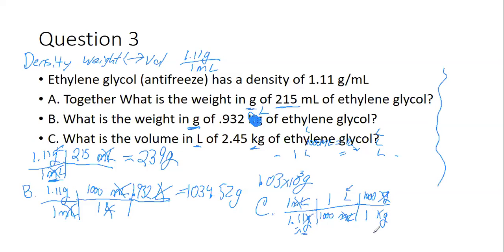Now my unit is liters per kilogram. That's my units right now that I'm working with. Perfect. I'm given a weight in kilograms, and I want to find out how many liters I have. So since kilograms is on the bottom, I need to put kilograms at the top. And I'll put my 2.45 because I want to cancel out kilograms.